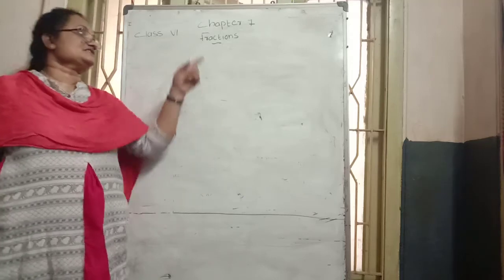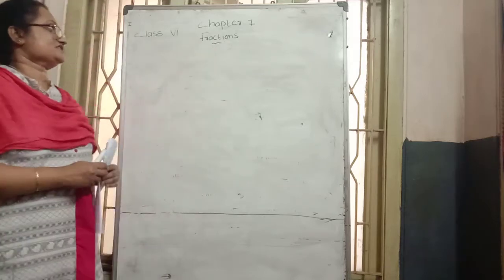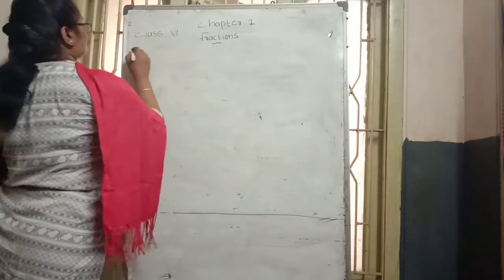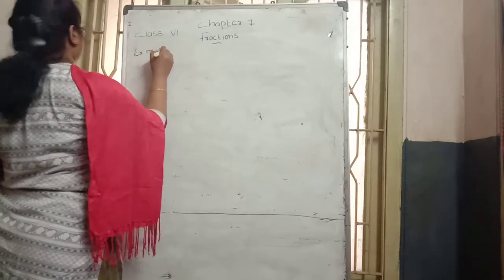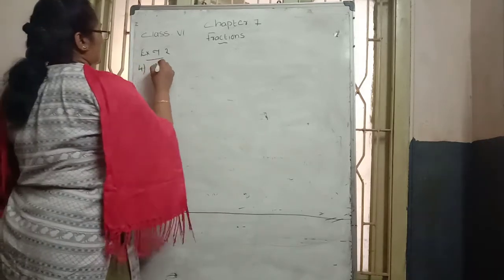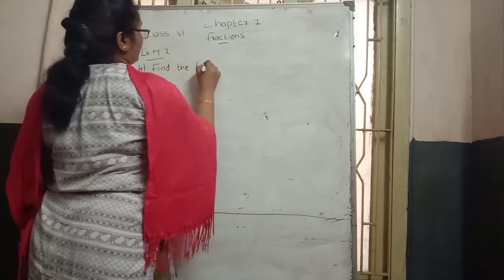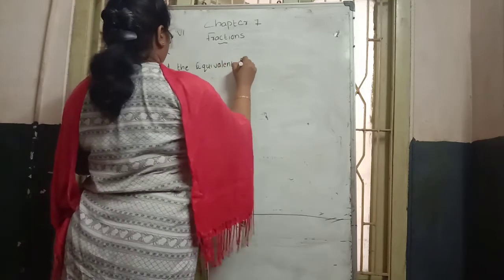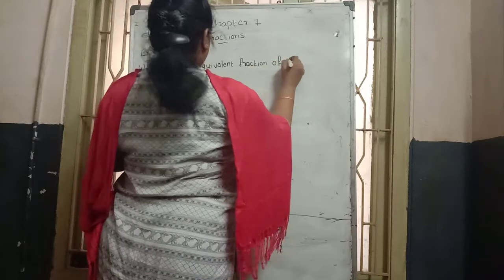Hi students, now we are going to discuss chapter 7, fractions. For that exercise, we are going to learn exercise 7.2. Fourth question: find the equivalent fraction. Find the equivalent fraction of 3 by 5.